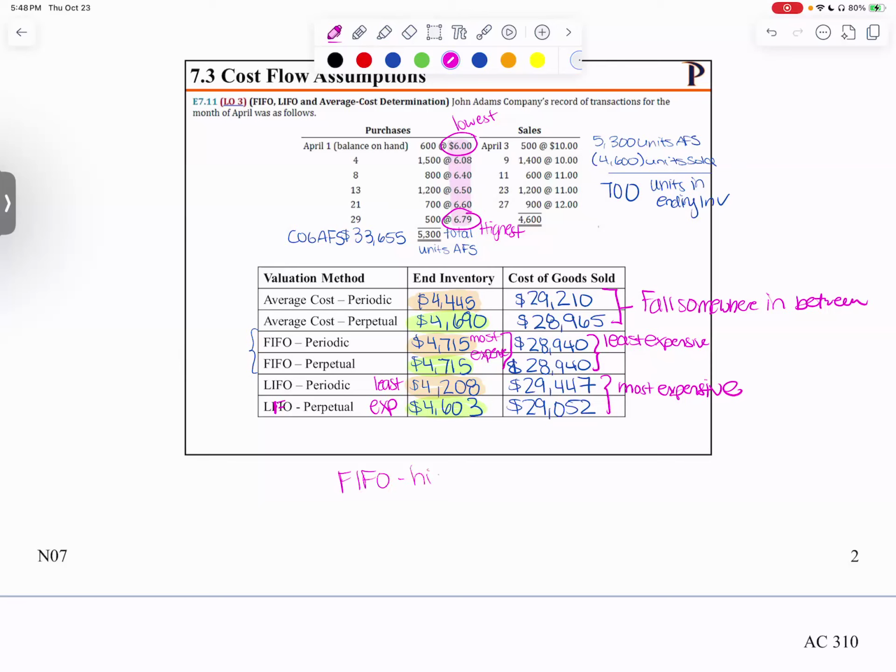So under FIFO, we have the highest value of ending inventory, the lowest value of cost of goods sold. And the lowest value of cost of goods sold is going to lead us to the highest net income, which will lead us to a higher tax liability.